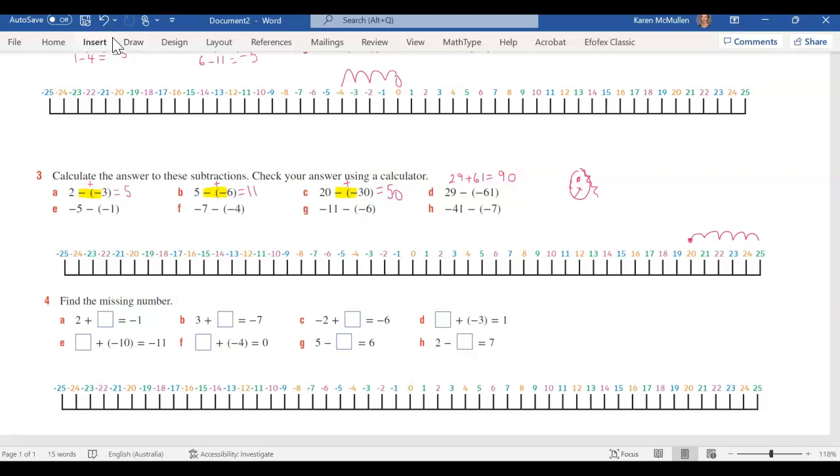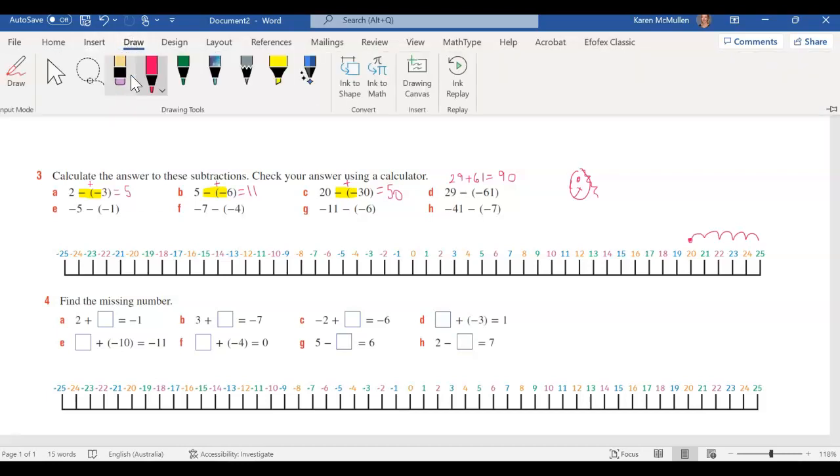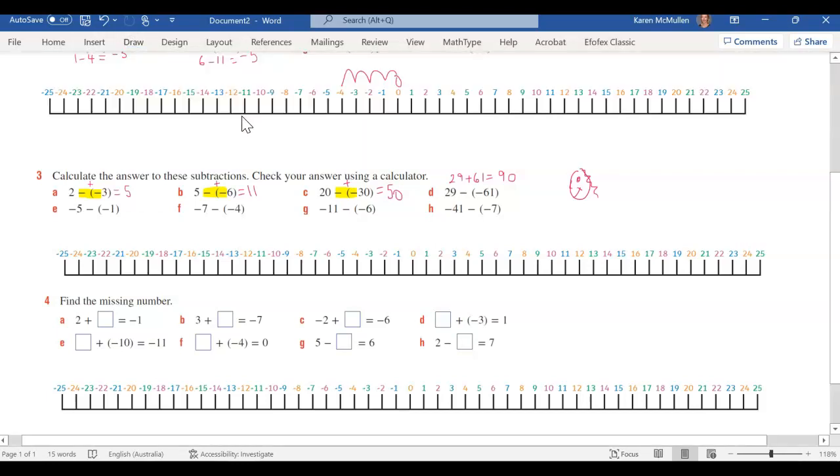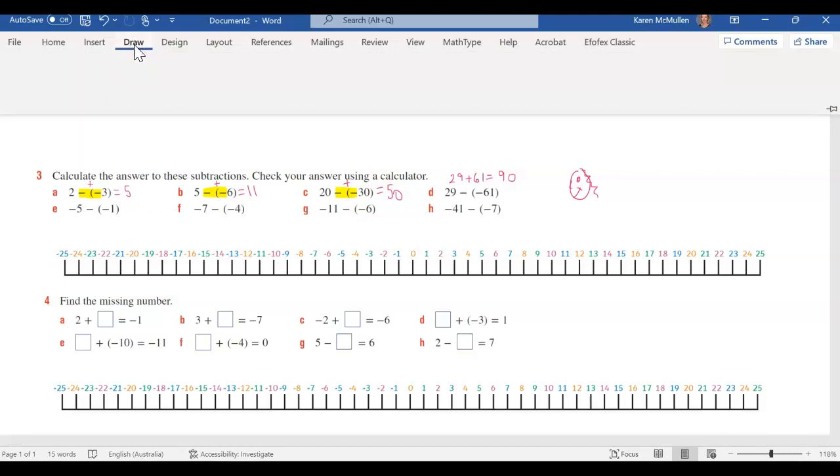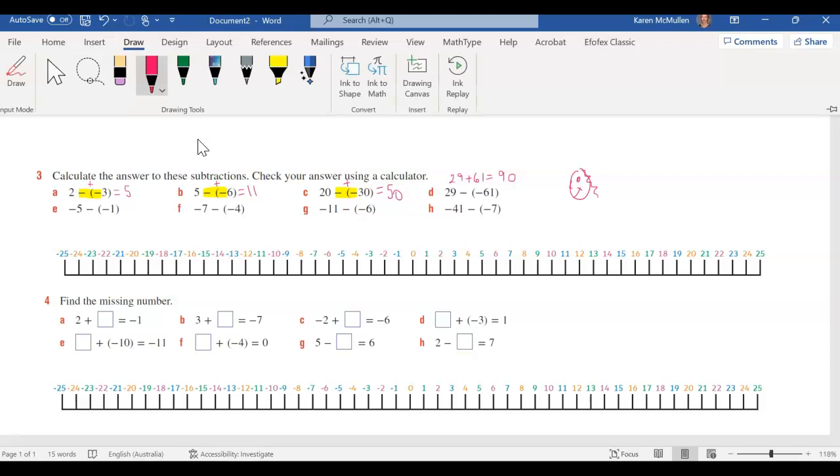All right, but looking at the next four, it is a little bit harder because we're starting off with a negative. So let's have a look at E. All right, so Narelle's starting at negative 5, which is here.